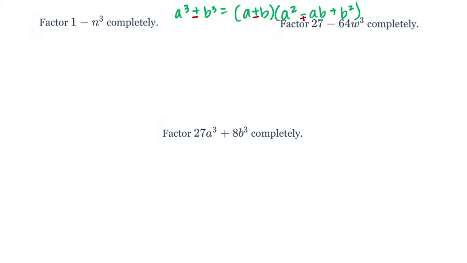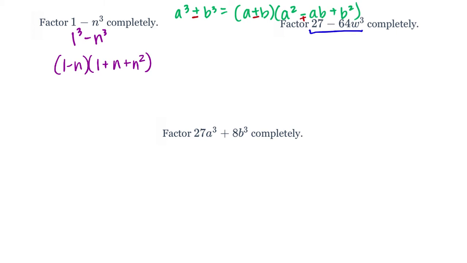Okay, so for 1 minus n to the third, that's the same thing as 1 to the third minus n to the third. So 1 operates like my a, so I'm going to have a 1 squared, and a 1, where all the a's are. And n operates like my b, so I'm going to have a b, a b and a b squared. N, sorry. So we would have 1 minus n, 1 squared, 1 times n squared.